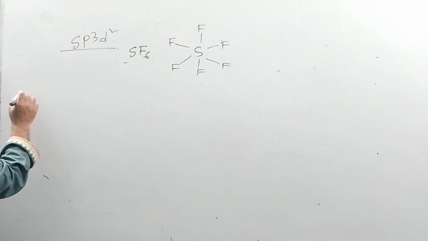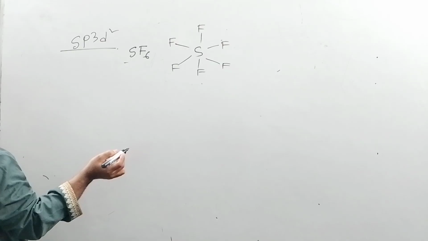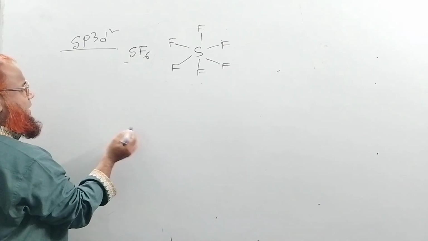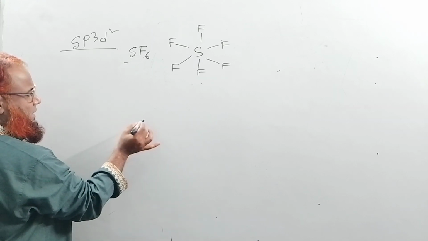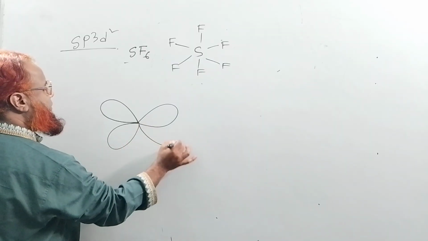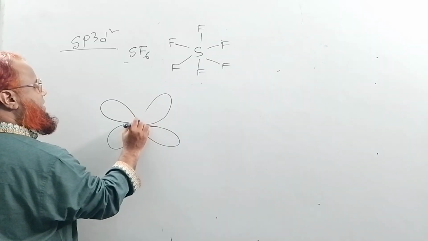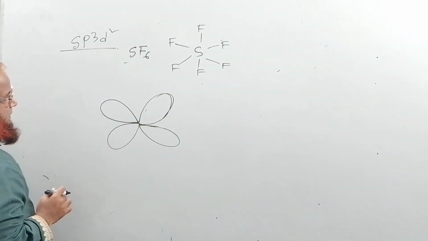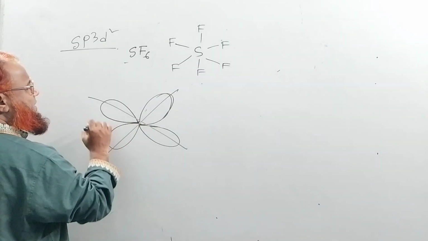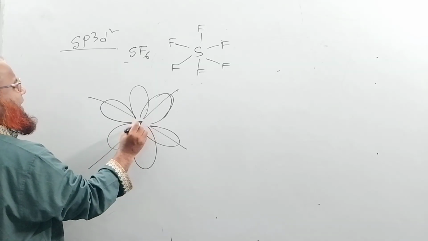Now in case of SF6, the diagram will be the final diagram. Already we have seen that 6 hybrid orbitals will be produced in the valence shell of sulfur, and their arrangement is square shape. Their arrangement will make the bond angle 90 degree, and also here 90, and here also 90.